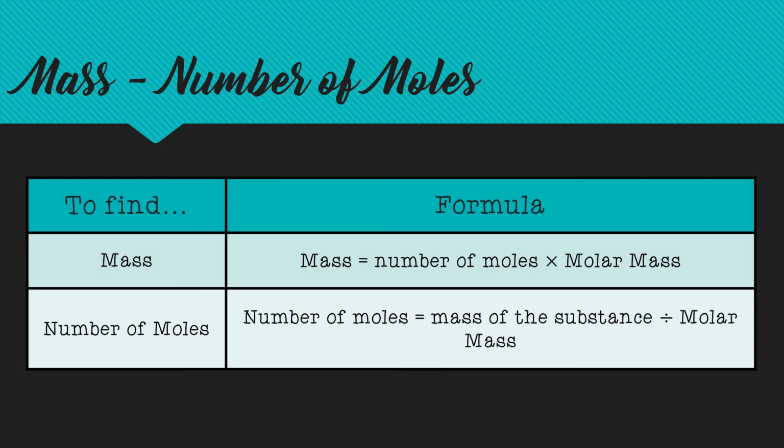To find the mass, you can use the following formula. Mass is equal to the number of moles multiplied by the molar mass of the substance. To find the number of moles, you can use moles equals mass of the substance divided by the molar mass of the substance.